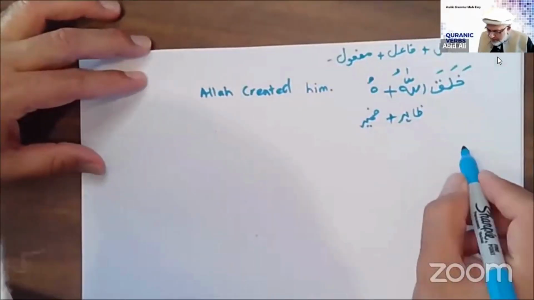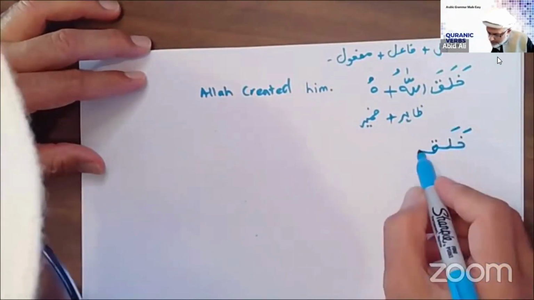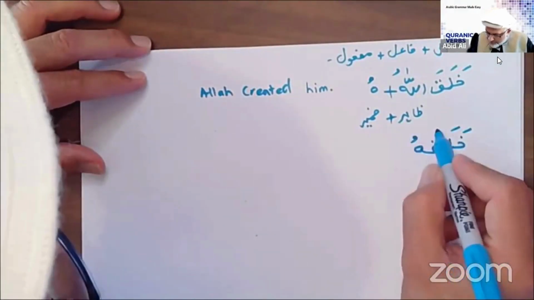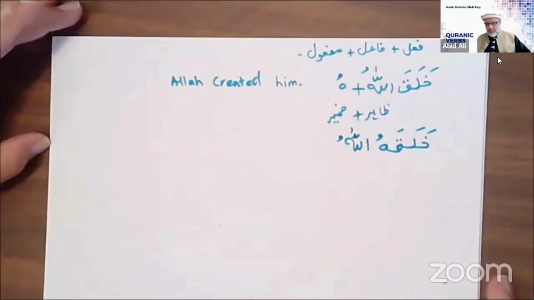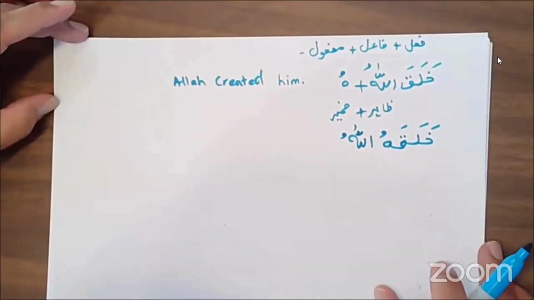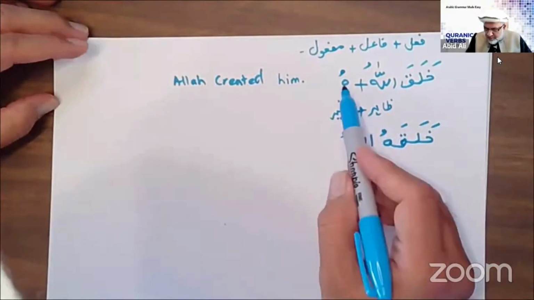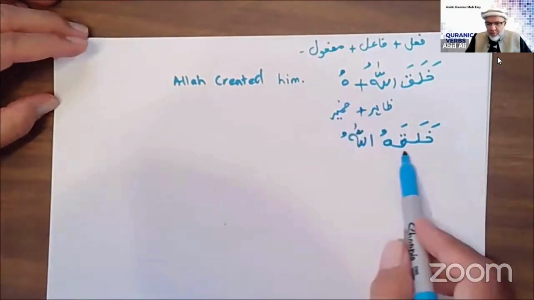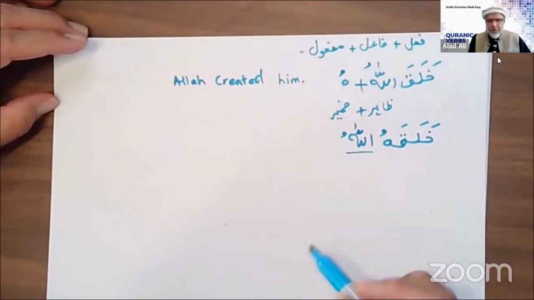We can take khalaqa and then we can attach the maf'ul with it. Khalaqahu Allah. Remember? We have done this before. In this case, we are allowed to bring the maf'ul and attach it with the actual fail, and the outside file can stay outside. And I'll show you more examples of this in a minute.